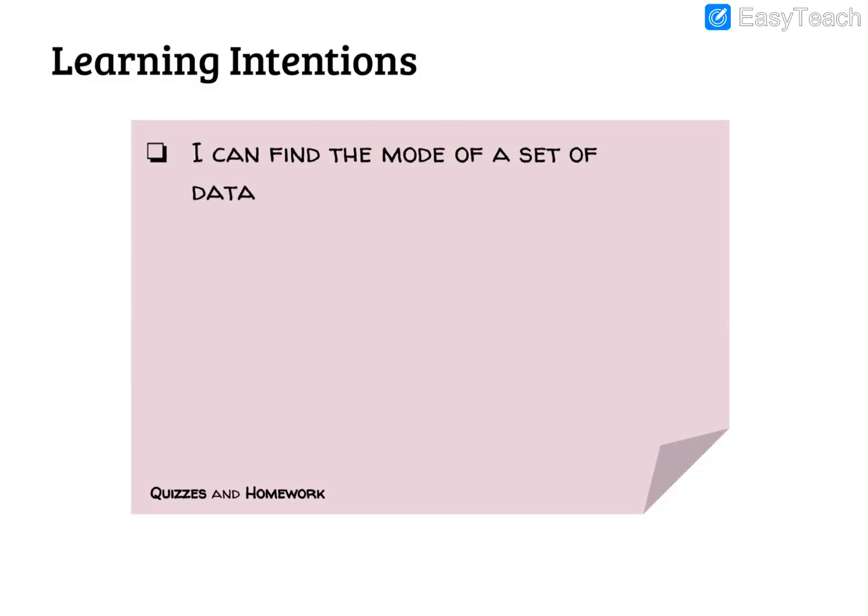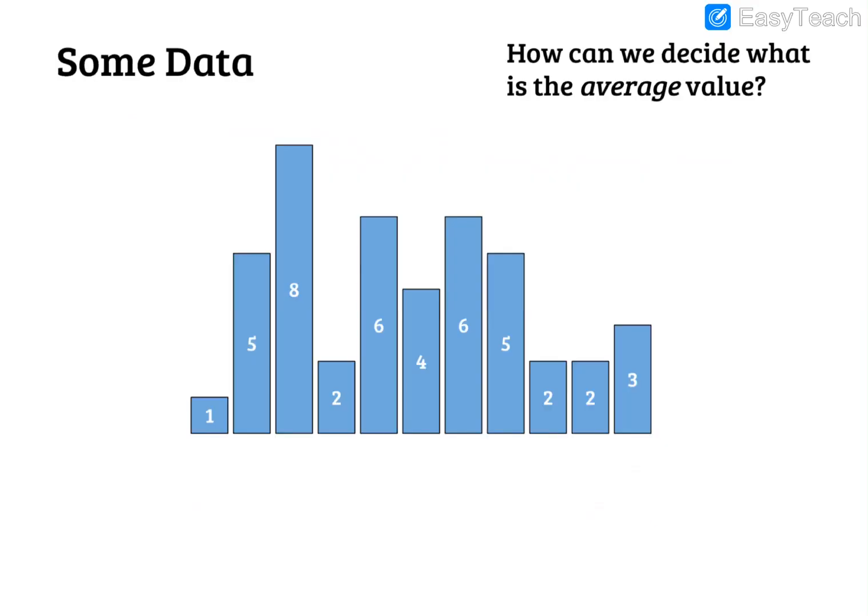Hello, so in this video we're going to be looking at how we find the mode of a set of data. Now the mode is a type of average. So imagine we've got some data here, here's my data, 1, 5, 8, 2, 6, 4, etc. And we want to decide what is the average value in my set of data.